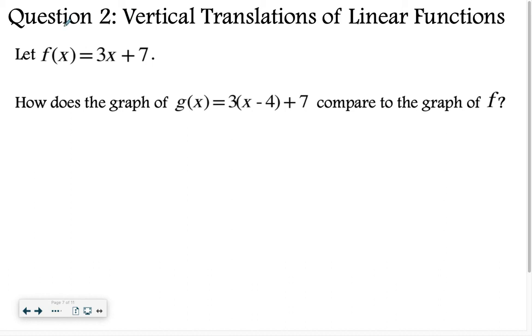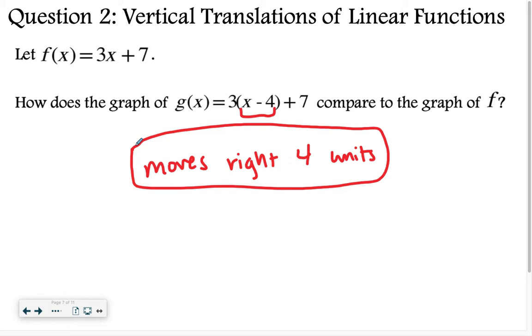Okay, question number 2. Let f of x equal 3x plus 7. How does the graph of g of x equals 3 times the quantity of x minus 4, plus 7 compare to the graph of f? Good luck. All right, for this problem, hopefully you said, I have a constant in with my x, and I have x minus, and Miss Johnson just told me that minus means that we move to the right. So hopefully you said, this graph is going to move right 4 units.